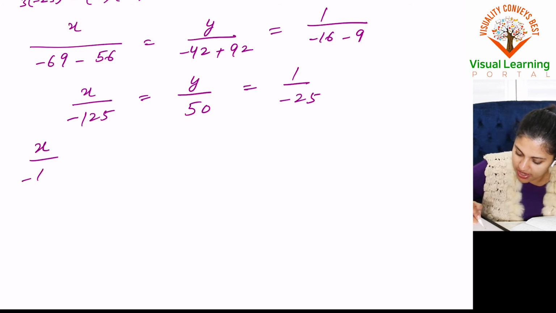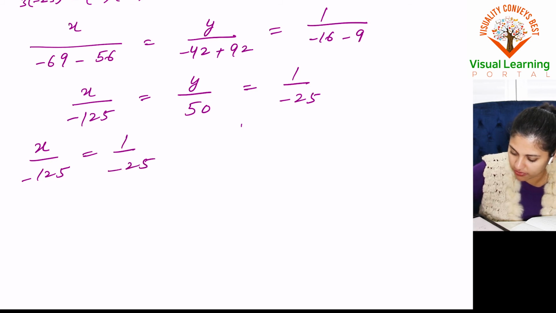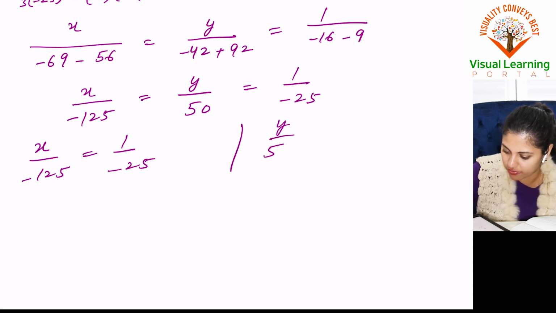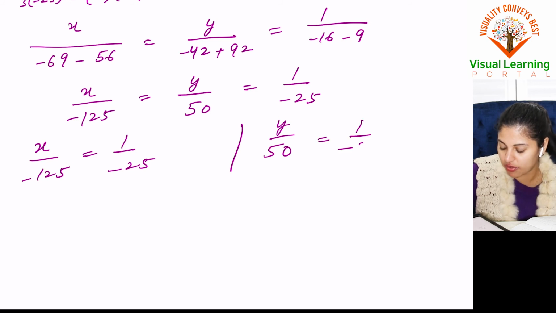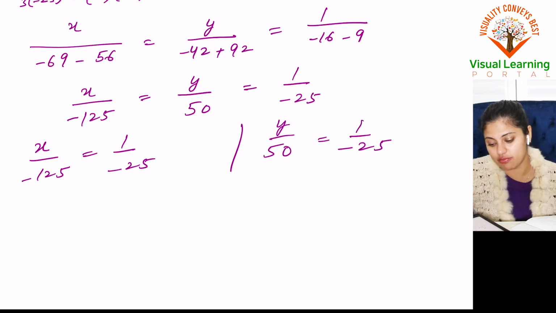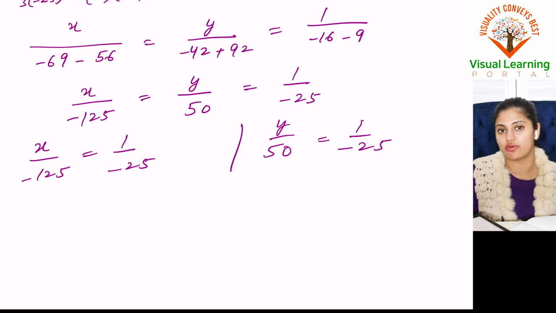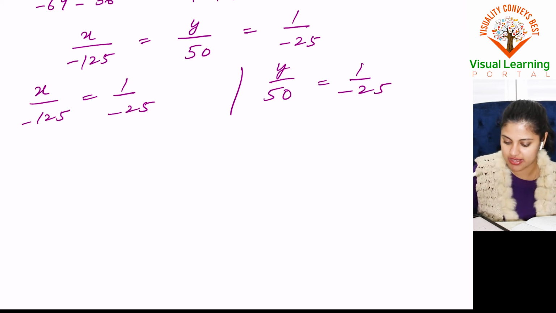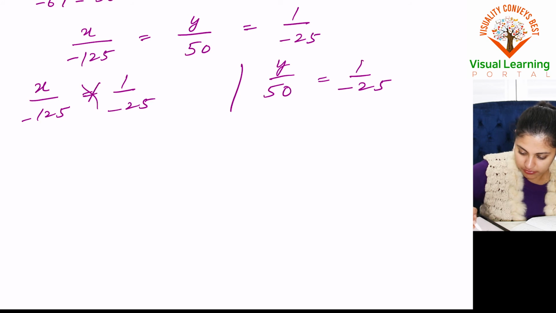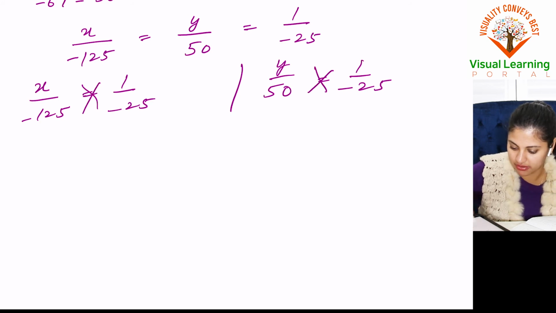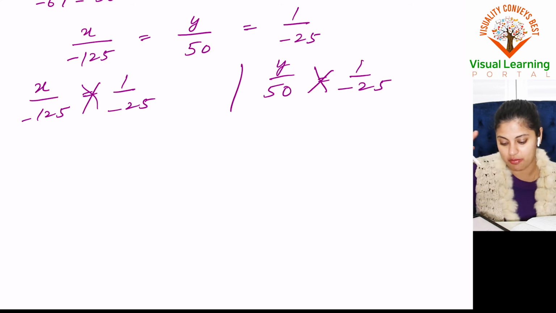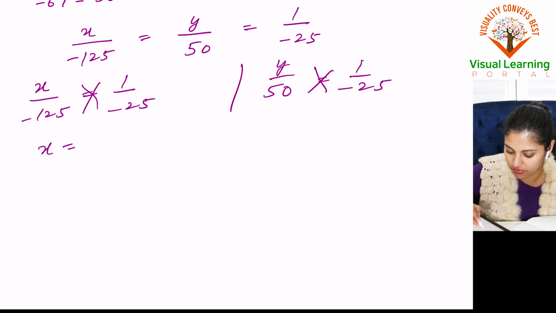Now x over minus 125 is equal to 1 over minus 25, and also y over 50 is equal to 1 over minus 25. Why am I doing it like that? They are equal. You can put that equal so that I can get the value of x and y. Easy. Okay. Cross multiply. You can write cross multiply, or you can just take minus 125 to the other side. You get the value of this.